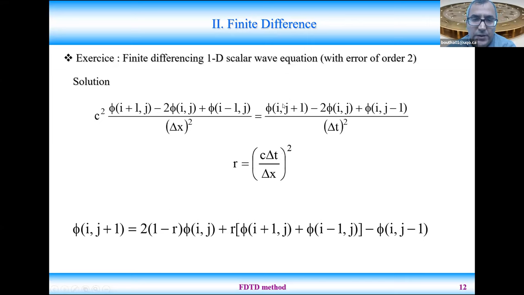From that, we will take anything that is in the future time, like j plus one, on the left side of the equation, and anything that is from the past or the present will be on the other side. So with this equation, if I know the function phi at any point i, at the present time j and the previous time j minus one, then I can know what will be the function phi at the next time at this point i. That's what this equation tells.